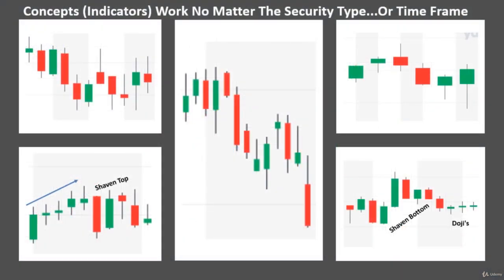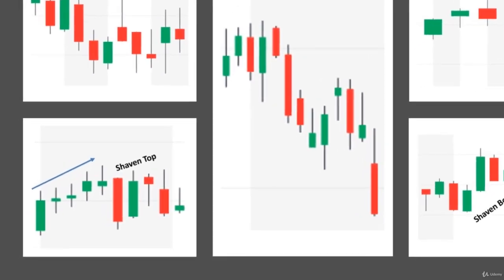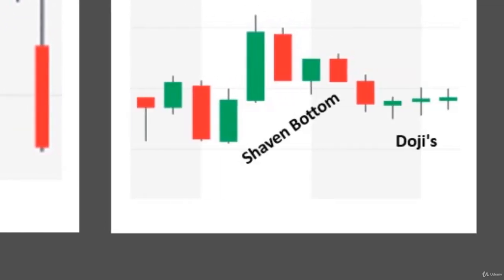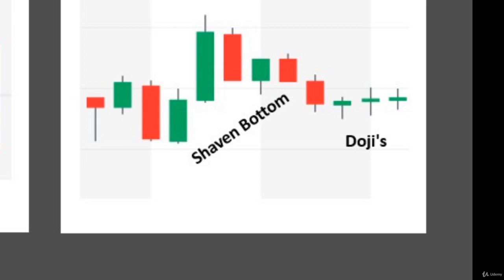As we mentioned, they work no matter the security type or time frame. You could look at these candlestick patterns here, for example, and you wouldn't know whether this is a cryptocurrency or the stock market or Forex or whatever. They're universally applicable. In the lower left, you see a trend line that's drawn, so that's universally applicable. There's also a pattern called a shaven top, where it looks like a candle but it's missing the top wick. This is something you'll learn about in the course and how it can be applied in all sorts of different situations. Or a shaven bottom on the right side, and dojis, which are kind of fun, small narrow body candlesticks. We'll learn all about those too.